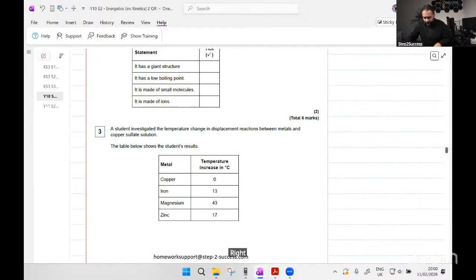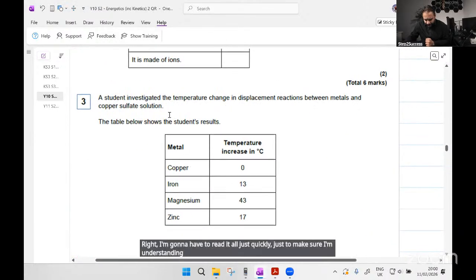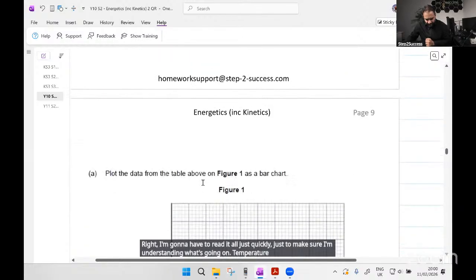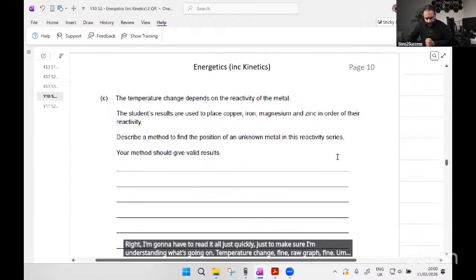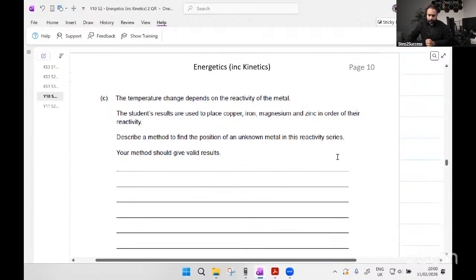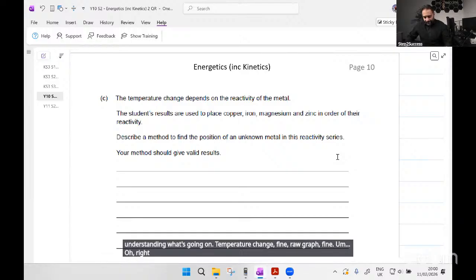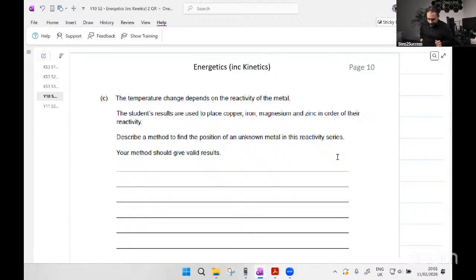Right, I'm going to have to read it all just quickly to make sure I'm understanding what's going on. Temperature change, fine. Raw graph, fine. Right. Students used to place copper, iron, magnesium, zinc in order of reactivity, metal in this reactivity series. Right. It's got to be displacement, hasn't it? Okay. Let me work out how to do this.